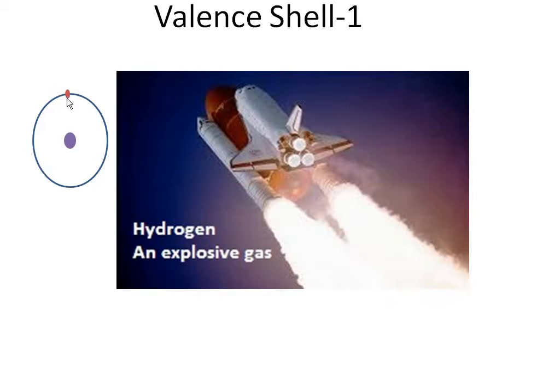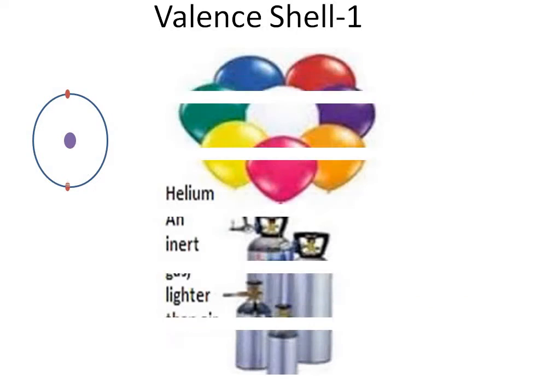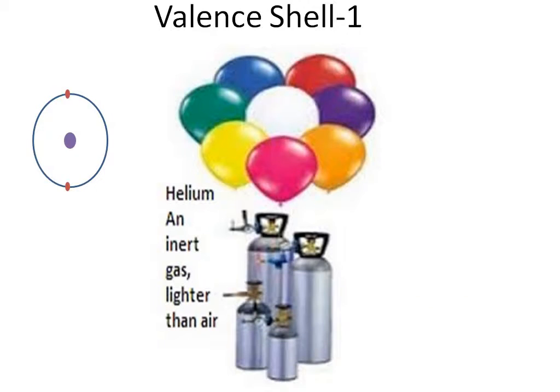Hydrogen has 1 electron. Hydrogen is a very reactive gas. It is used as a fuel for aircraft. Secondly is helium. Helium is an inert gas. It is lighter than air, and it is pumped into balloons to make the balloon float in the air.